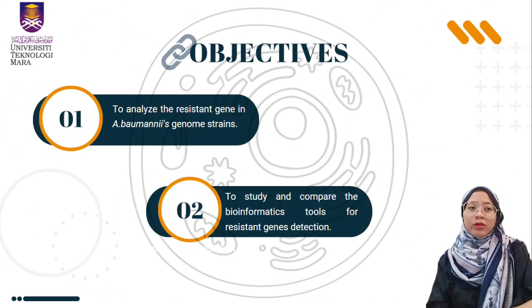Another important aspect to consider is the objectives. The main objective of this research is to analyze the resistant genes in Acinetobacter baumannii strains. Furthermore, this study also aims to make a comparison between 4 bioinformatic analysis tools for resistant gene detection.